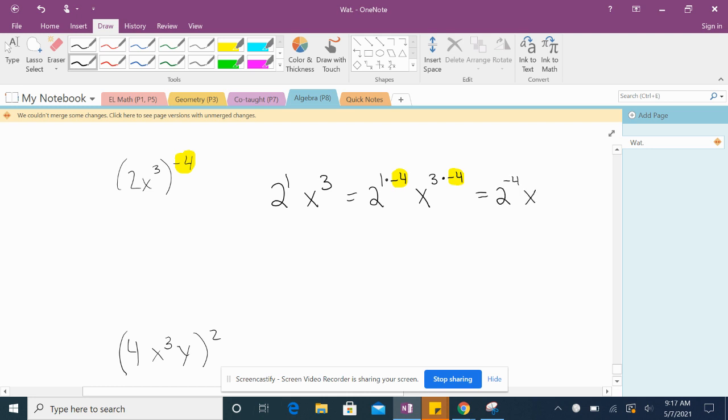And I have my base of x, and 3 times -4 is -12.